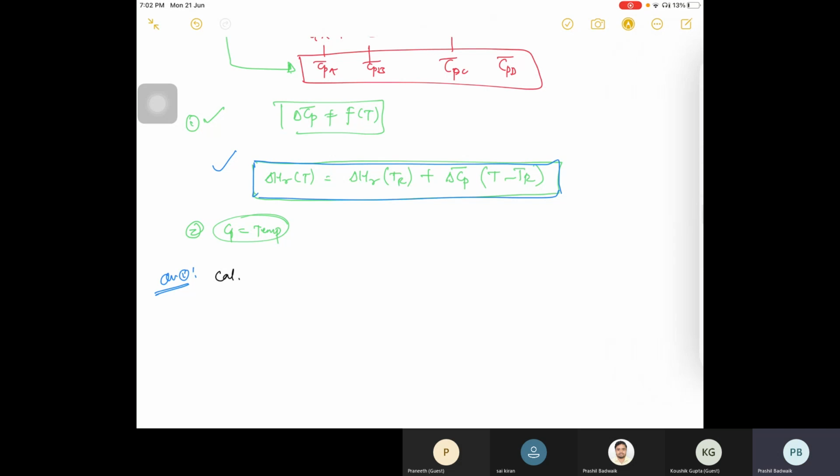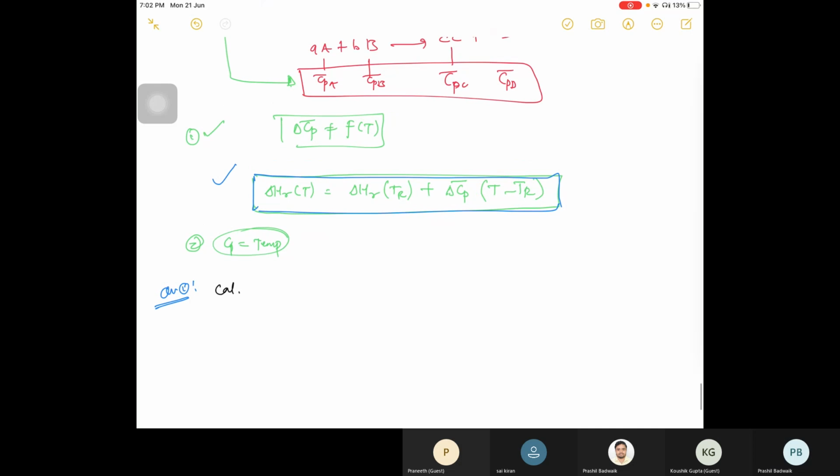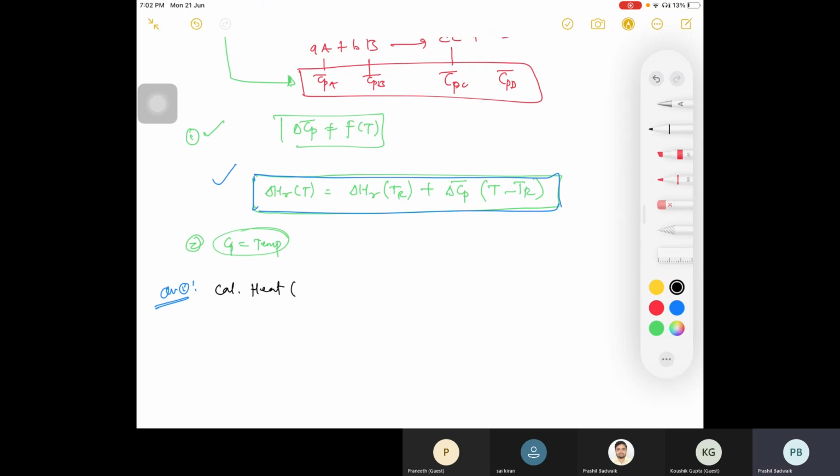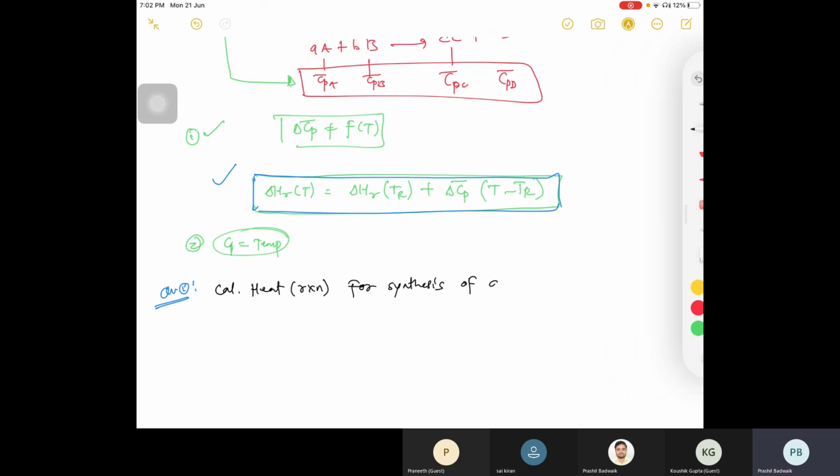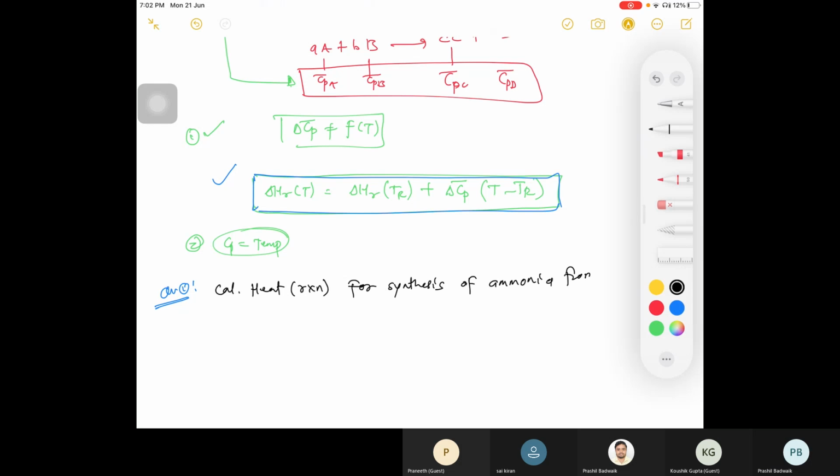Calculate the heat of reaction for synthesis of ammonia from your hydrogen and nitrogen at 150 degrees Celsius, and it is written in kilocalorie per mole nitrogen reacted.